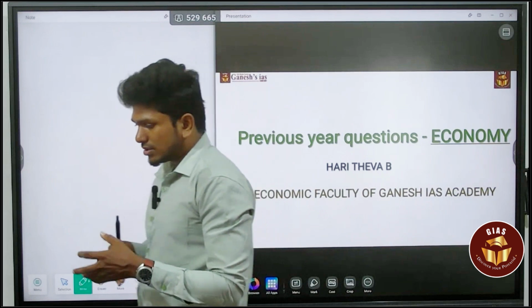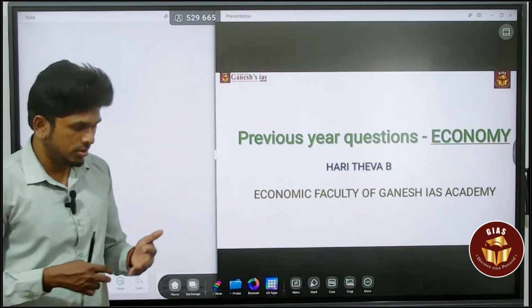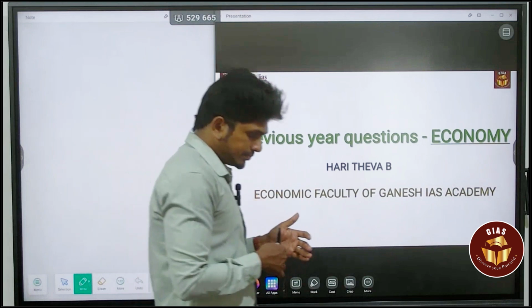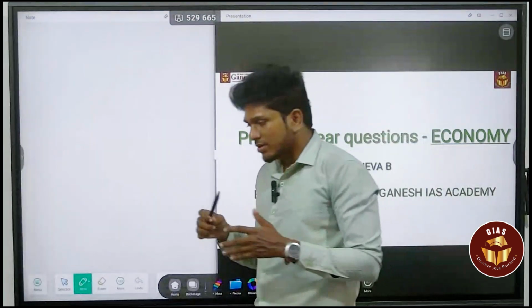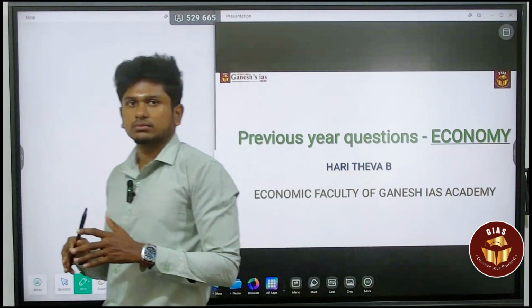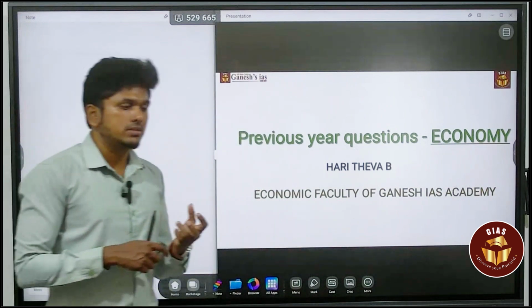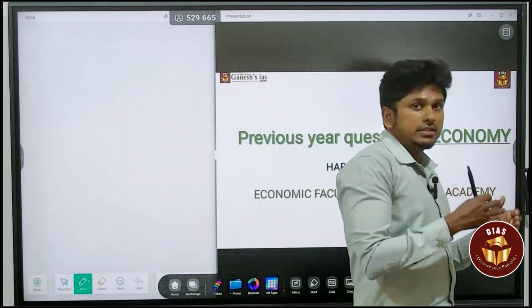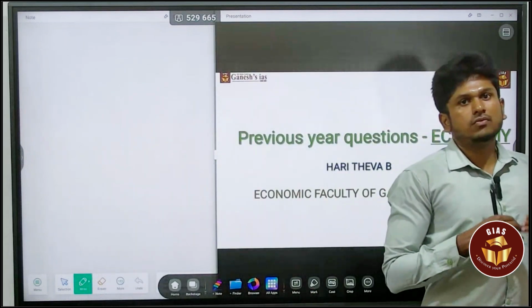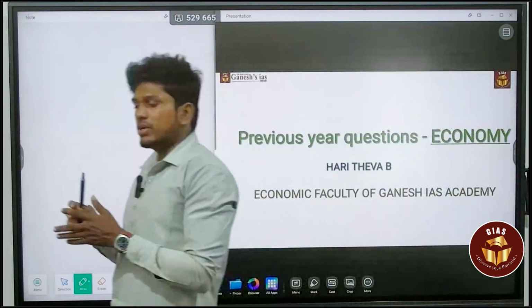Okay, when it comes to mains, how do I have to prepare, sir? That is the doubt of most aspirants. When it comes to mains, first of all, you have to be thorough with the syllabus. For example, if the syllabus says climate change, you have to be ready with certain template points related to climate change. For example, what are the organizations related to climate change?